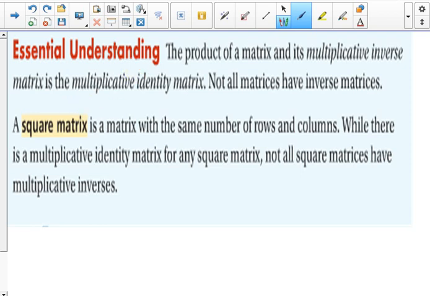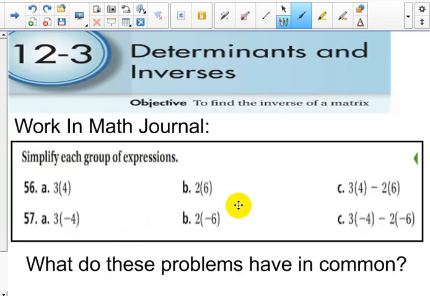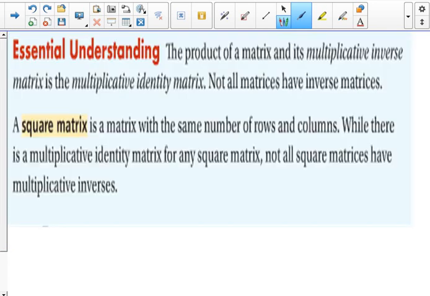Okay, so we're starting right off the bat without bell work, so ignore the bell work, but realize that we're working on 12-3 determinants and inverses. Our objective is to learn how to find an inverse of a matrix, and we'll also work on determinants. The first thing we need to understand is what properties matrices hold.